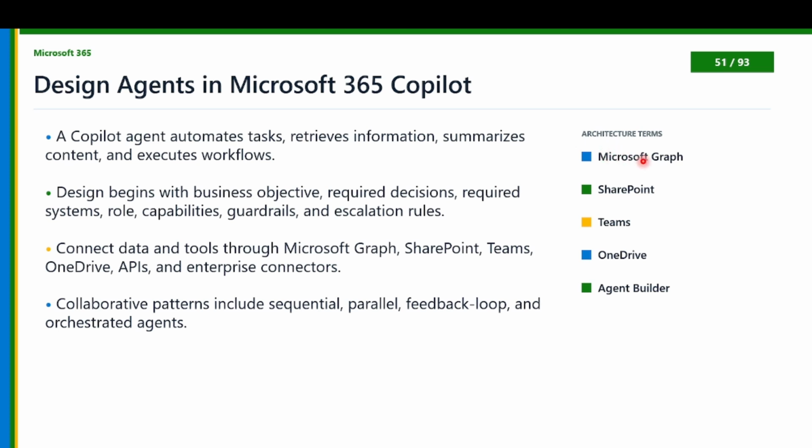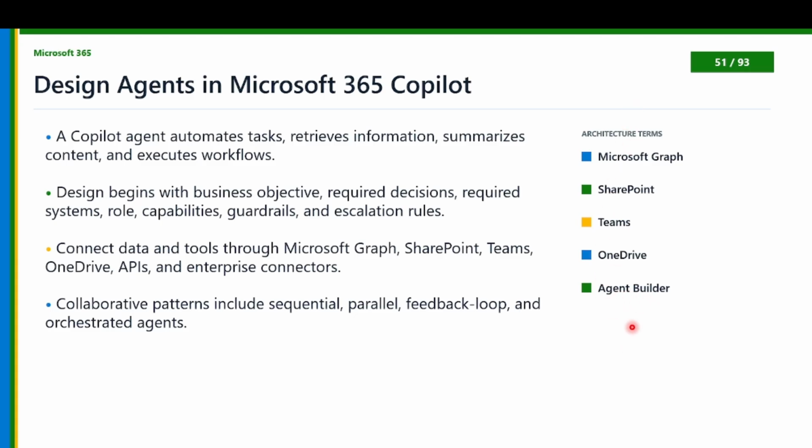So the architecture term that you should understand here is Microsoft Graph. Very, very important. All these architecture terms we are discussing are part of the examination. You should understand Microsoft Graph because that is how an agent that you build in Copilot integrates with other Office 365 applications. SharePoint is one of the terms, the knowledge base that you can easily connect a Copilot agent with. We have Teams, okay, an agent that you build in 365 Copilot can easily be integrated into Teams. We have OneDrive and we have Agent Builder.